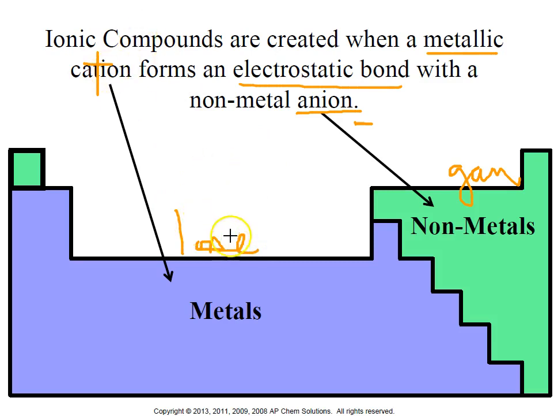And then the metal, which lost electrons, is going to be positive, and the nonmetal is going to be negative, and this electrostatic is talking about that attraction between these opposite electrical charges. So you have a positive electrical charge and negative electrical charge. The attraction between those two is what creates your ionic bond.